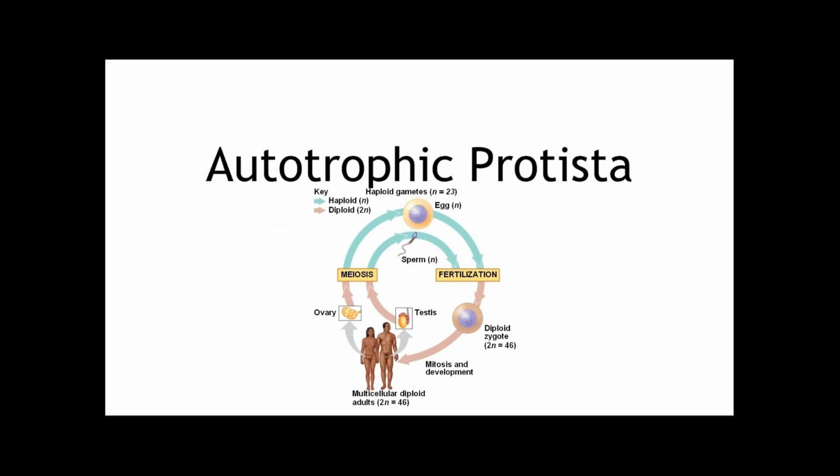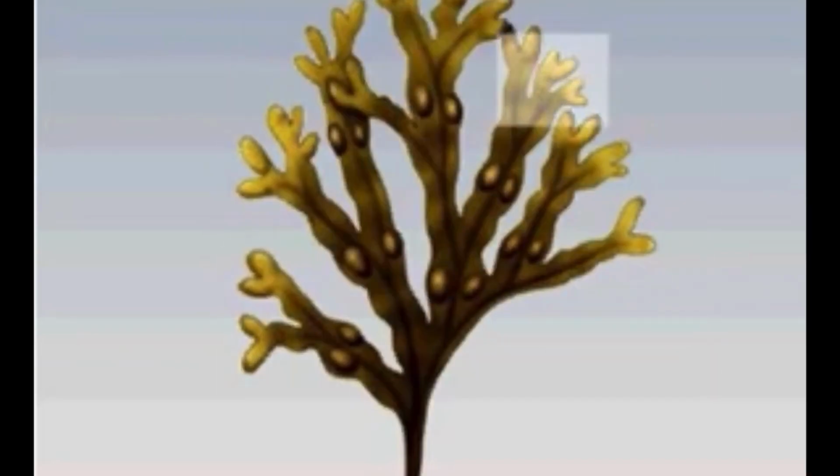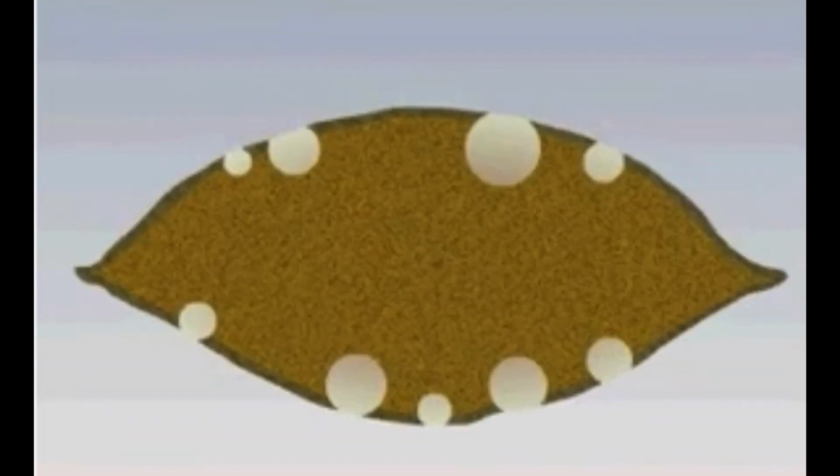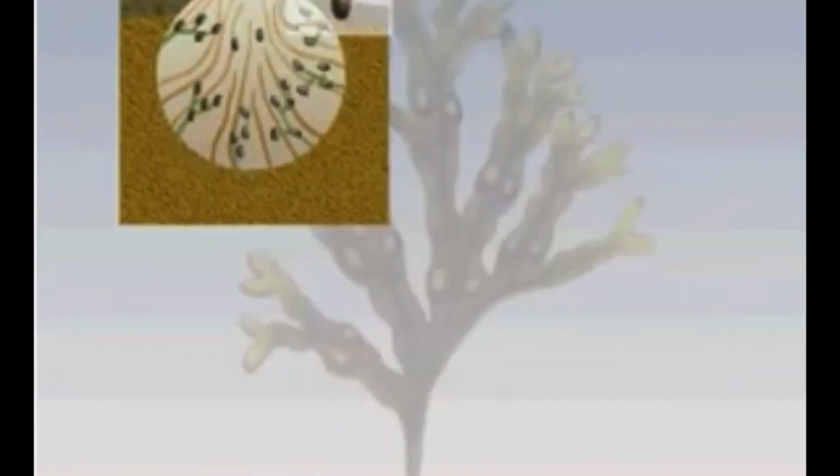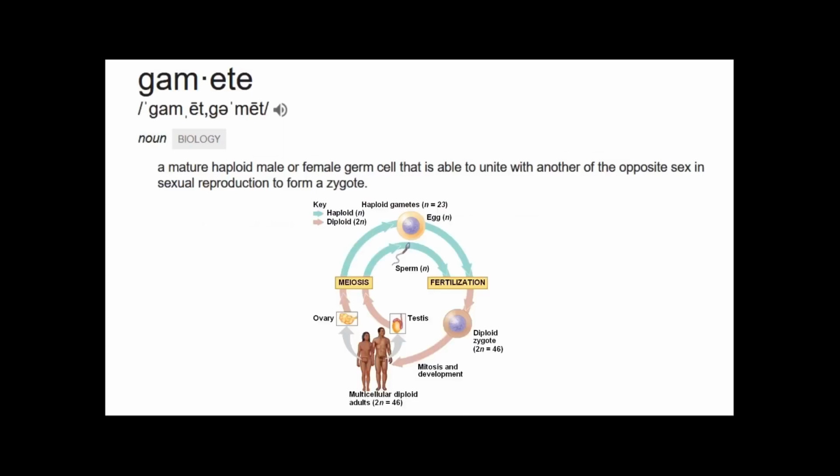Well, that's not the case with all protists, and they have some interesting life cycles and life history cycles that show the kind of diversity in nature in regards to the number of chromosomes an organism can have. So remember what a gamete is. A gamete is a mature haploid male or female germ cell that is able to unite with another of the opposite sex in sexual reproduction to form a zygote.